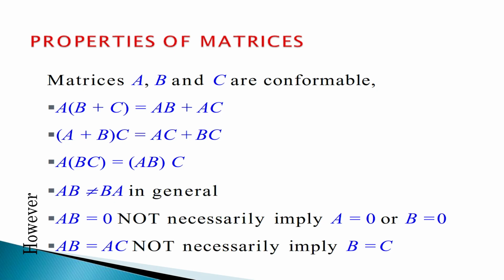Matrix multiplication is associative. That is A into BC is equal to AB into C, but AB is not equal to BA. That means matrix multiplication is not commutative. If AB is equal to 0, not necessarily A is equal to 0 or B is equal to 0. Similarly, if AB is equal to AC, it does not necessarily imply B is equal to C. That means the cancellation law will not hold for matrices.